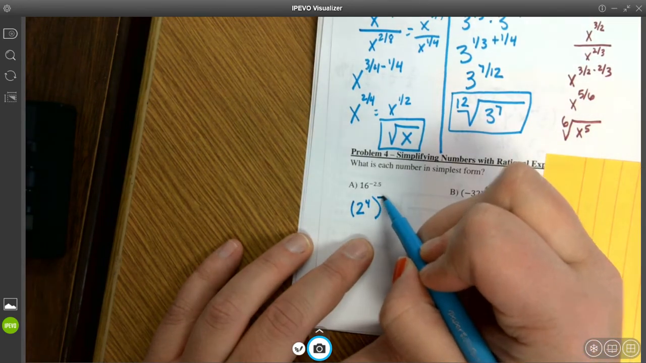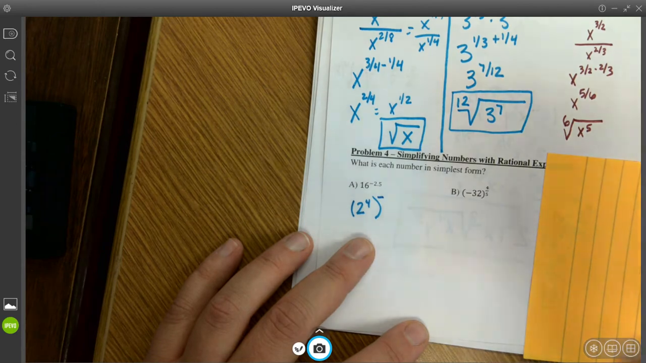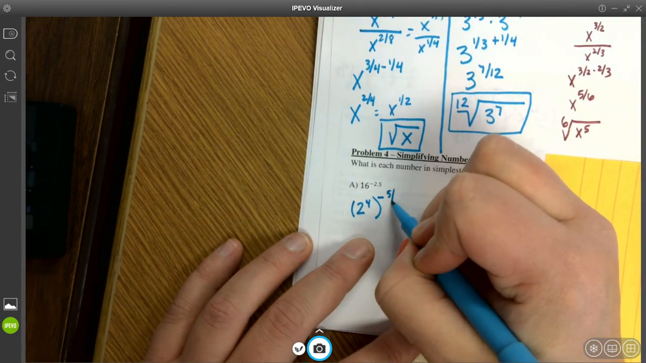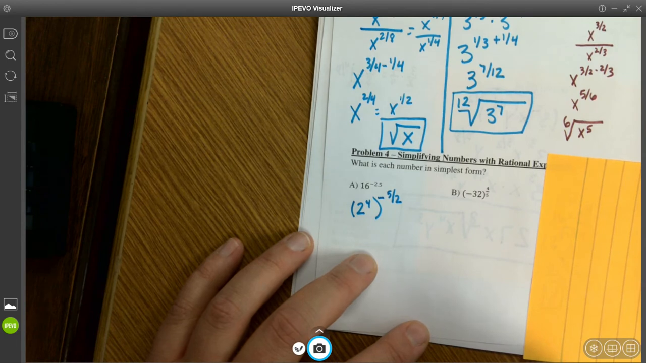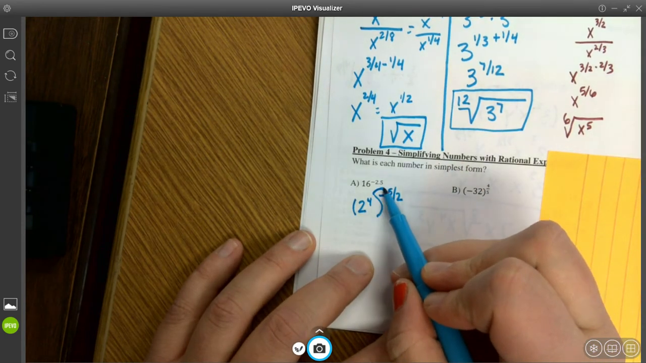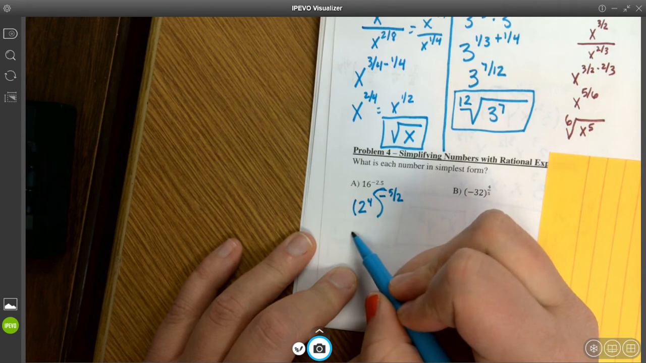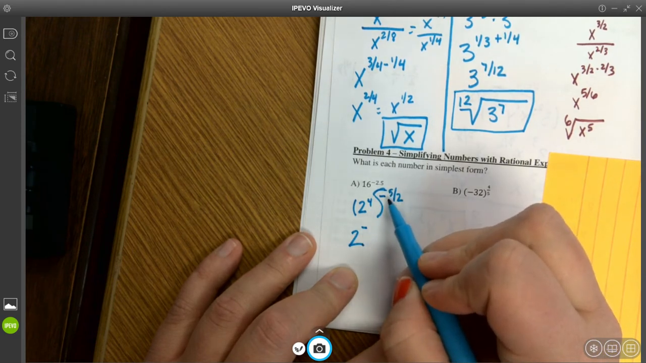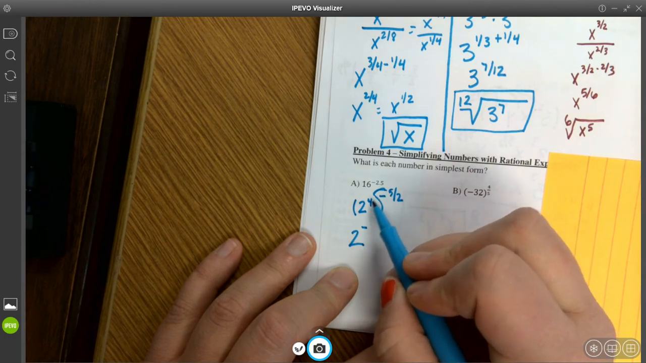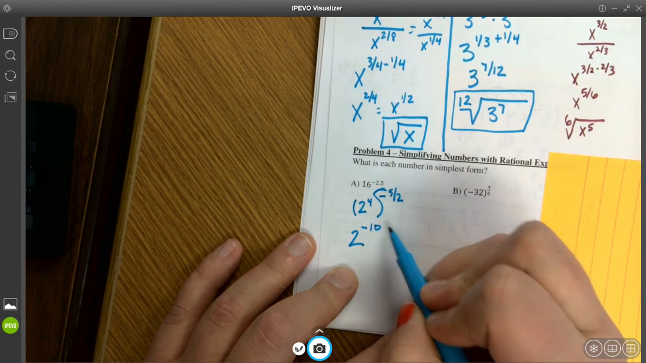I'm also going to rewrite 2.5 as a fraction. So it's going to be a negative. 2.5 would be 5/2, so negative 5/2, right? Yes. Now I have a power to a power. I can multiply those. So this becomes 2 raised to the negative, positive times a negative, 20 over 2, which is negative 10.